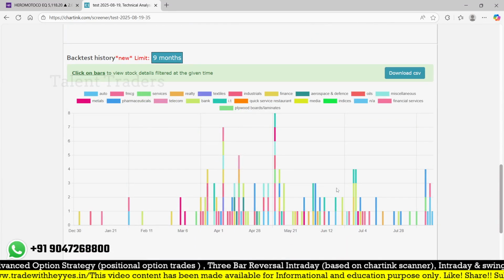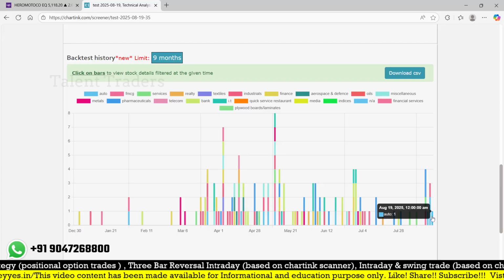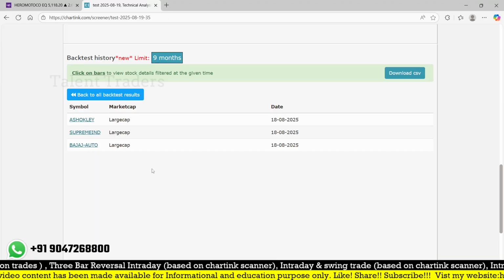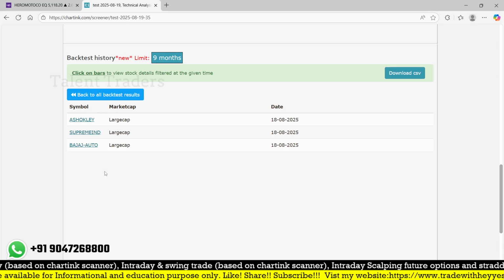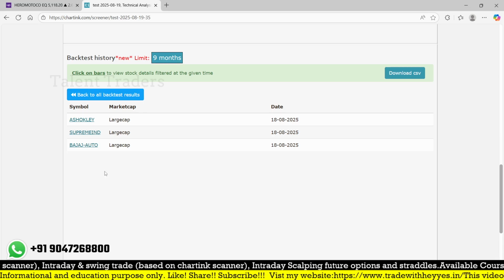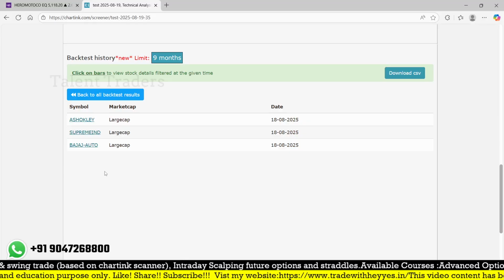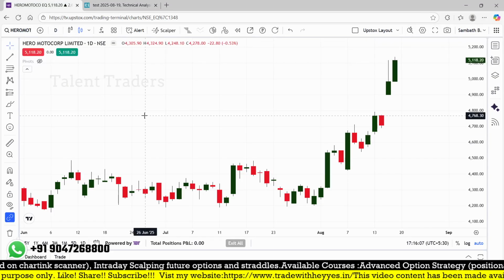So this is the stock which we found. This is only one stock today, and yesterday Ashok Leyland, Supreme Industries, and Bajaj Auto. So this is what happened yesterday. We will use it for today. Let me see how the stock performed.